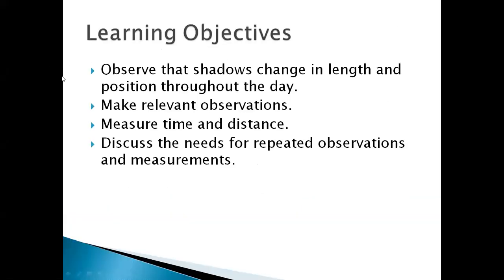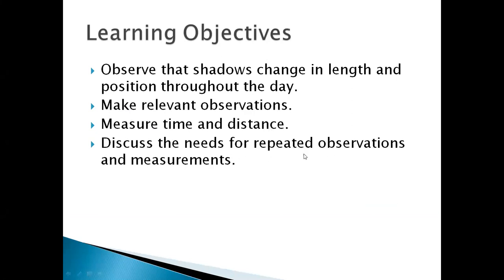First of all, the learning objective: observe that shadows change in length and position throughout the day. Obviously, because the sun does not stay at one point, it's moving. So make relevant observations through an activity measuring time and distance. With the passage of time in the day, where is the sun in the morning, at midday, in the evening? So there are different times and different distances of the shadow.